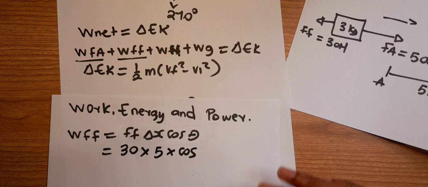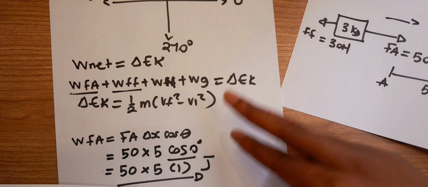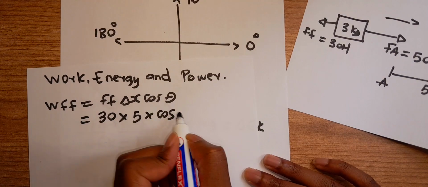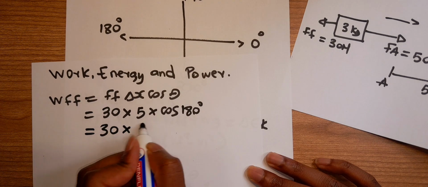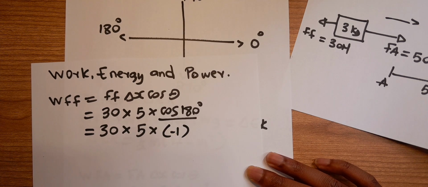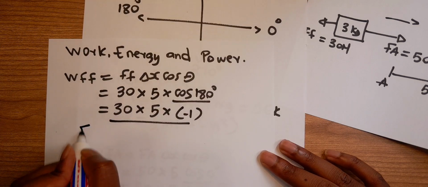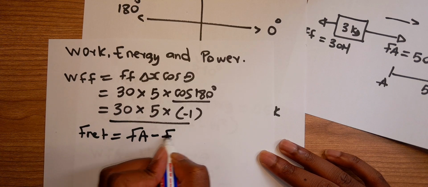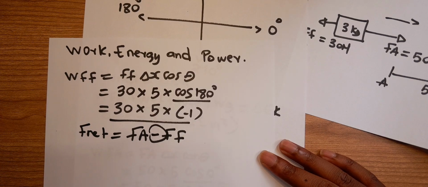But which angle are we going to use? Remember, frictional force acts in the opposite direction, so also 180 degrees. You're going to say this is the cos of 180 degrees. So it means you're going to have 30 times 5 times cos of 180, which is the same as minus 1. This is the reason that in Newton's laws of motion, if you are given F net, the force applied will be positive and the frictional force will be negative. This is where that negative is actually coming from.